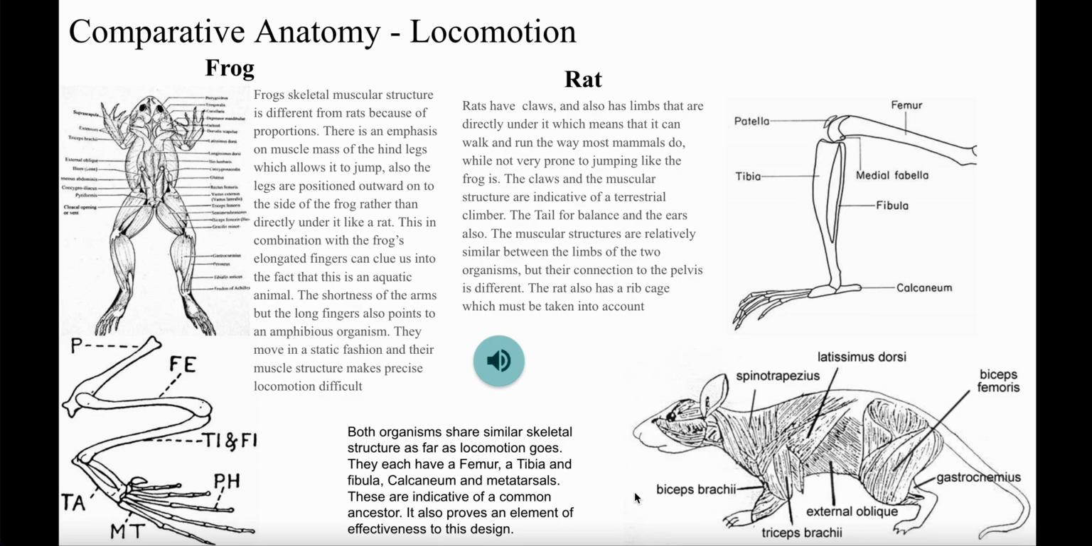While the two organisms move very differently, they are also pretty similar anatomically. For example, they both share a femur, they both share a tibia and a fibula, they both share tarsals and metatarsals, they both share similar arm muscles and legs. And this is all evidence of a common ancestor between the two organisms. So eventually, at some point, there was a split between 'I'm going to go on land' and 'I'm going to kind of go on land' in the case of the frog, and obviously the terrestrial rat.